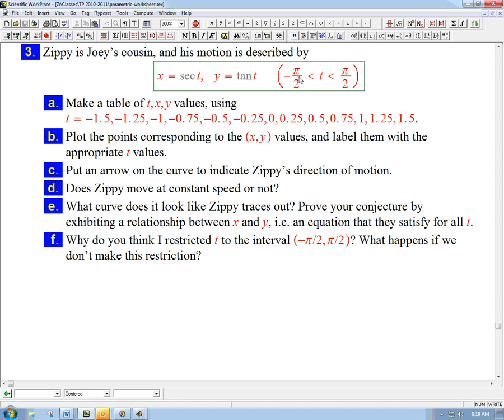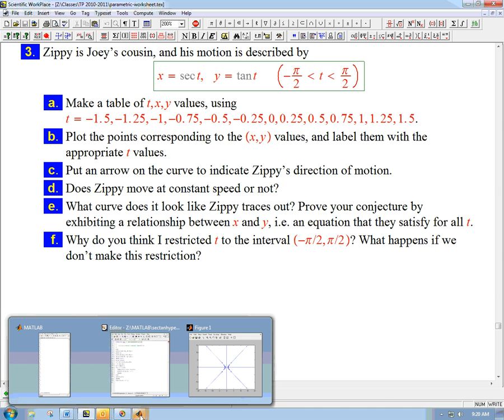And then I made this restriction, only go from minus pi over 2 to pi over 2, and this is going to be in radians. All this stuff should be in radians. And we're going to have to discover why I put that in there. So the first thing I was asking was just make a table of t values, and then plot the xy values, and of course label with the t values. Oh, I think I didn't put the labels on, but I'll talk about the labels.